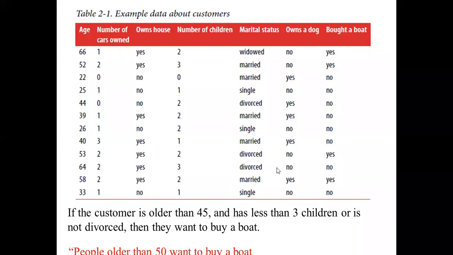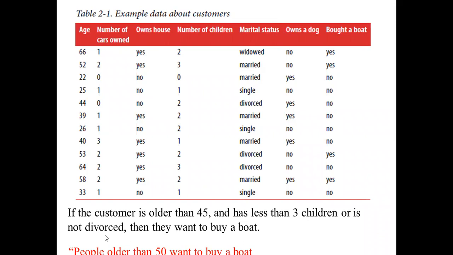64, no. 58, yes, the status is married, children are less than 3, age is 58, and this person has bought the boat. So this rule is applicable with 100% accuracy, if we talk about this current data set, where we checked how many existing records satisfy this and how many got the boat. So I guess this rule is completely followed, and the accuracy of this rule is 100%.